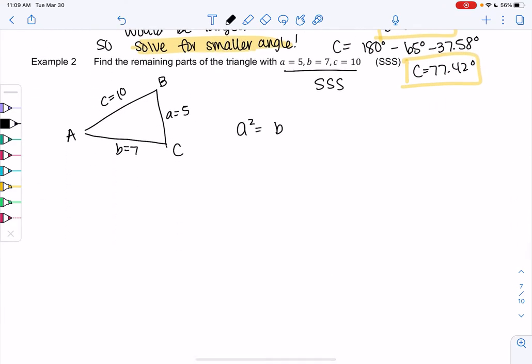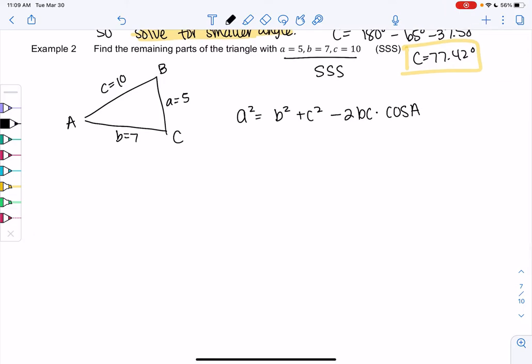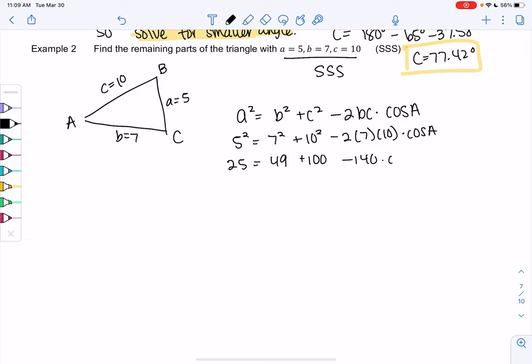So a squared equals b squared plus c squared minus 2bc times cosine of a. I just arbitrarily chose this one. You could solve for any of the three angles. So let's go ahead and start plugging in. So we get 5 squared, which is 25, equals b squared or 49 plus 10 squared or 100 minus 2 times b times c. So 2 times 7 times 10, which would be 140 times cosine of a. So we have to do a little bit of messy algebra to solve for a.